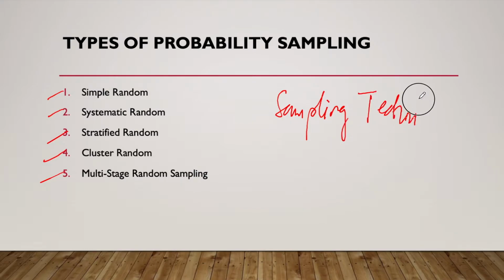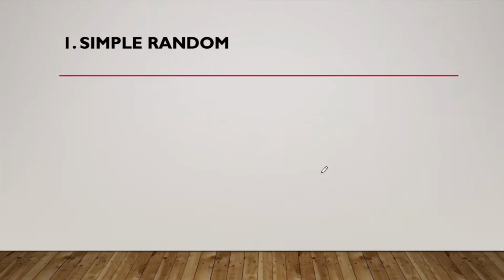Okay, now let's discuss them one by one. We'll start with the simple random. Often in some books they call this lottery method or fishbowl method, but the proper name is simple random sampling, SRS.